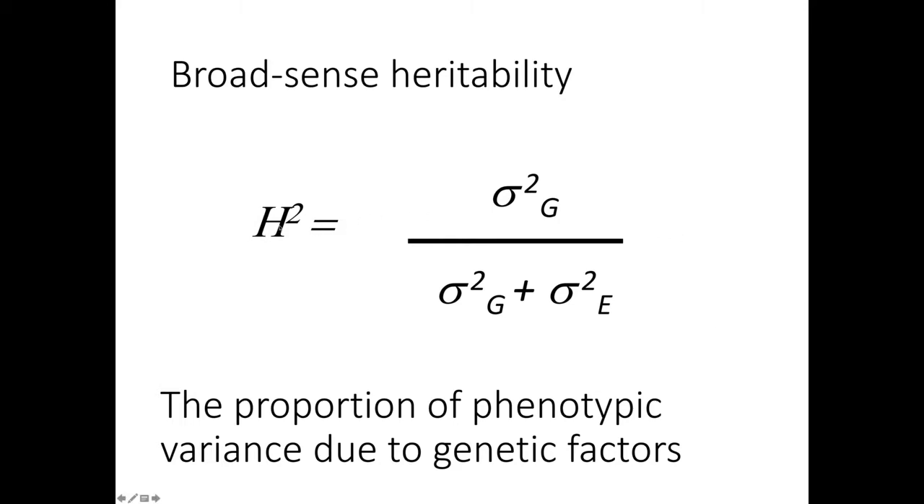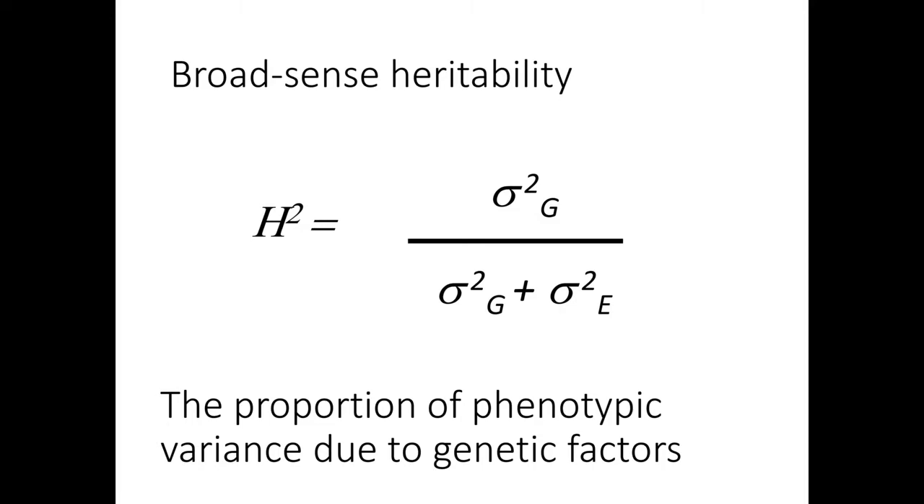We call it big H squared, and we say that that's equal to, and what we have on top is the variation that's due to genetics, the genotypic variation, divided by the sum of the genotypic variation and then the environmental variation, the environmental variance, right? So formally this is the proportion of phenotypic variance, down below is phenotypic variance, that's due to genetic factors.